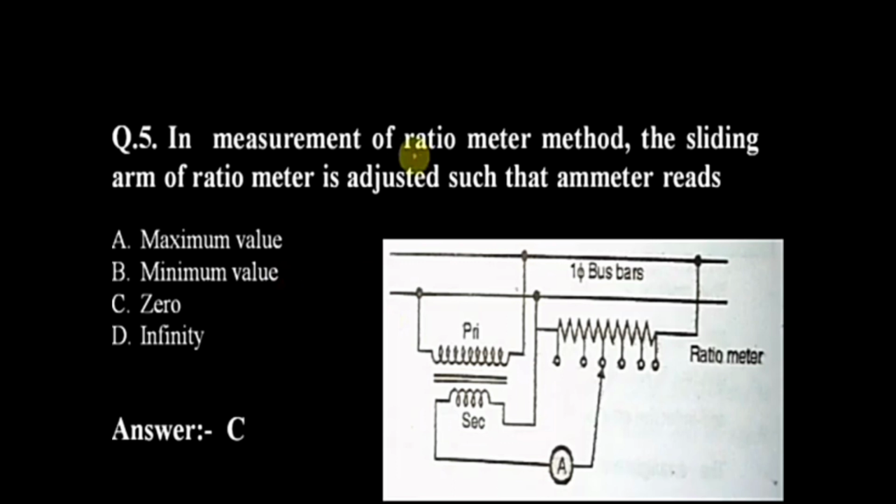Look at the diagram: first of all the two windings, primary and secondary winding, then the ratiometer, the single phase bus bar and the ammeter. When the arrow goes forward and the coils are the same, the ammeter reads the value 0. The sliding arm of the ratiometer is adjusted such that the ammeter reads the value 0. So our answer is option C, 0.